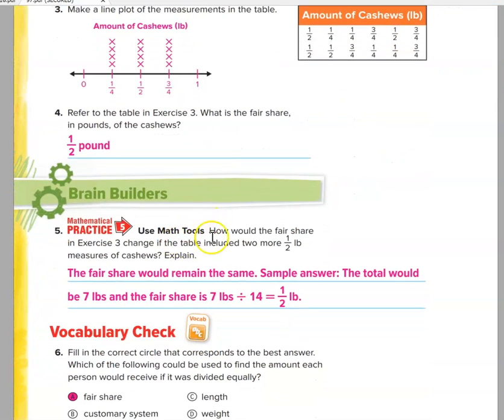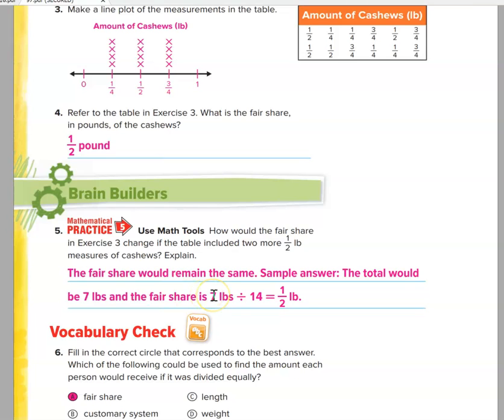Now here's a question. It says, how would the fair share in exercise 3 change if the table included 2 more half-pound measures? Explain. Well, the fair share would actually be the same. You could explain it like this. You say the total would be 7 pounds, and the fair share would be 7 pounds divided by 14, and you end up with still 1/2 of a pound. So make sure that you explain it by basically telling me that the answer would be the same and showing me how you got that.